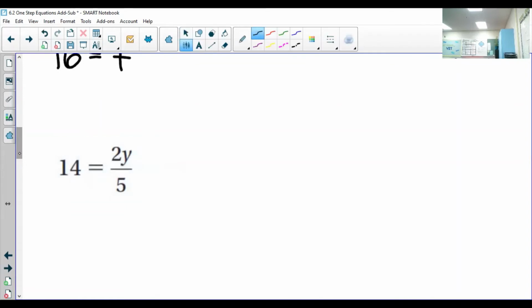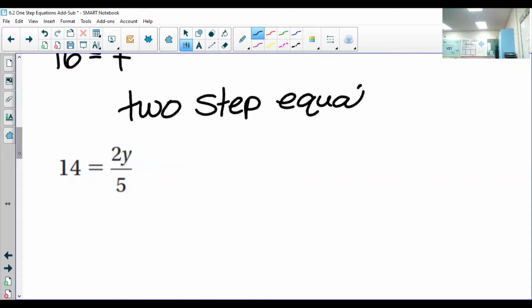Okay, now this is a different type of problem. These are what we call two-step equations, okay? So here we have 14 equals 2y divided by 5. Now this 2 and y right next to each other means to multiply, right? And this line here means to divide. So I have two operations, right? Two-step, I have a multiplication and a division here.